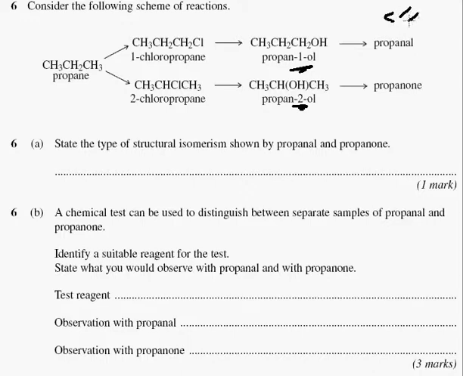Propanal is an aldehyde, so the very last carbon's going to look like this. Propanone is a ketone. Because this is propan-2-ol, the second carbon, let's get rid of that, it's going to be there. So to state the type of structural isomerism shown, it's functional group isomerism.